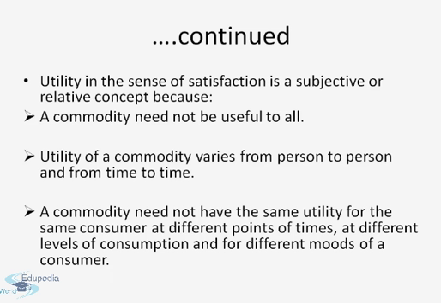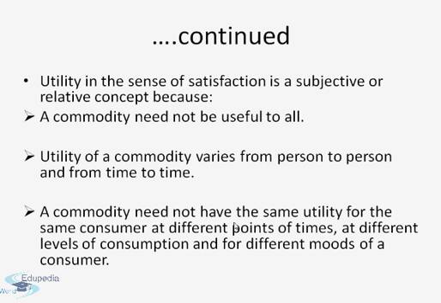As we have come to know that utility is the sense of satisfaction which is derived from a product by a consumer, utility in the sense of satisfaction is a subjective or relative concept because a commodity need not be useful to all. For example, cigarette is not at all useful to non-smokers, whereas non-veg is also not at all useful to hardcore vegetarians. Then utility of a commodity varies from person to person and from time to time. Maybe I derive a lot of satisfaction from consumption of chocolate. Maybe to another person it is not at all useful. He might not like chocolate.